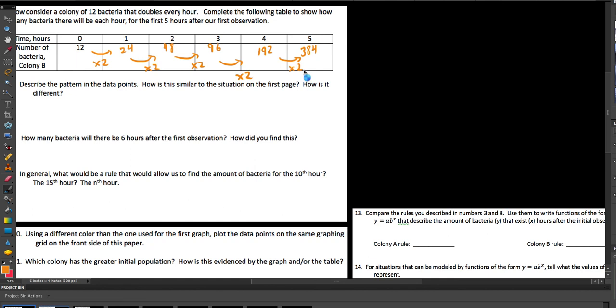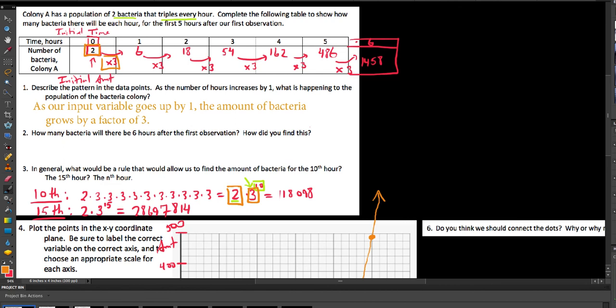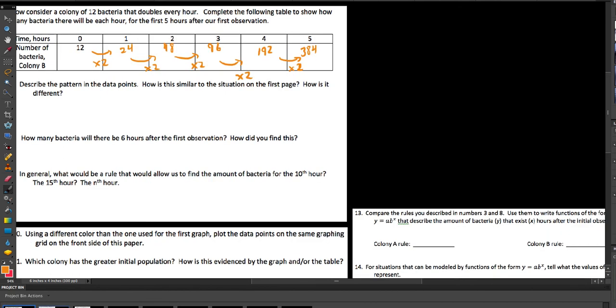Okay, so let's answer some questions about this, and we'll talk about how this compares to the other situation. It says, describe the pattern in the data points. How is this similar to the situation on the first page? Well, it's similar in that we're multiplying every amount each time to get the new amount. And how's it different? Well, we're not multiplying by the same thing. In our first table, we were tripling things every time, and we started with 2 of something. Here, we're starting with 6 times as many bacteria, but we're only doubling it every hour. Okay, so that's how it's different.